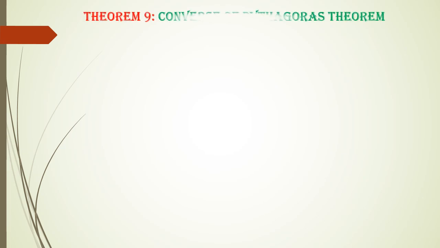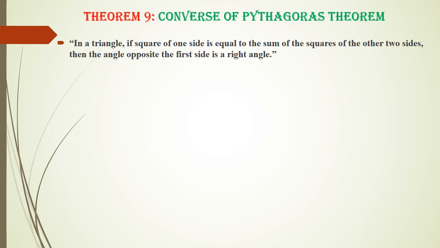Next theorem is theorem 9. This is just the converse of the Pythagoras theorem. This theorem is going to be the last theorem of the triangles chapter, and let us understand what this theorem is trying to tell us. I will just read out the statement. In a triangle, if the square of one side is equal to the sum of the squares of the other two sides, then the angle opposite to the first side is a right angle.